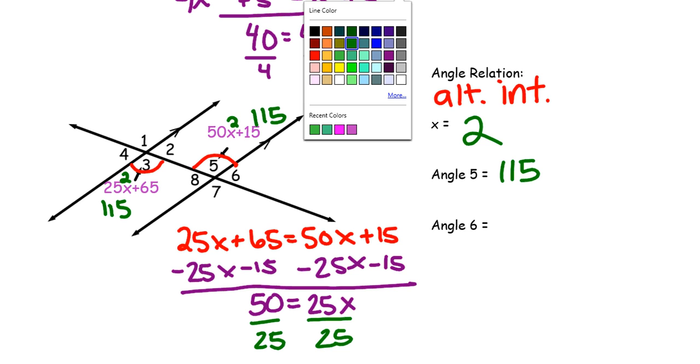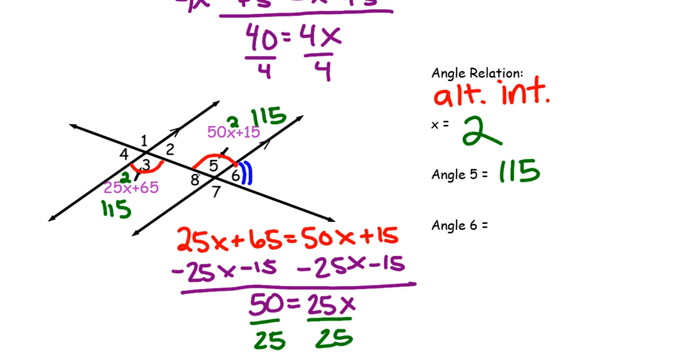Now the other thing it's asking for is angle 6. So angle 6 is right here. It creates the straight line with angle 5. So if we want to know what angle 6 equals, we would do 180, subtract 115, and that gives us 65.